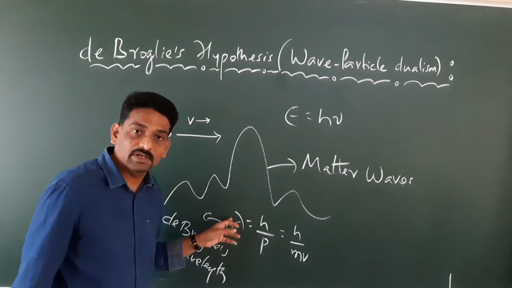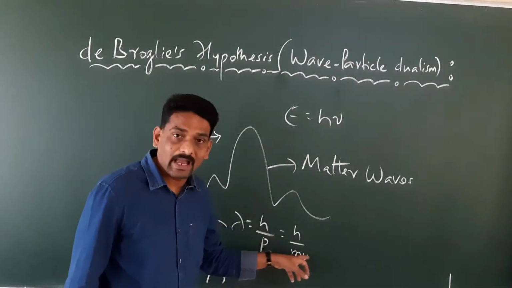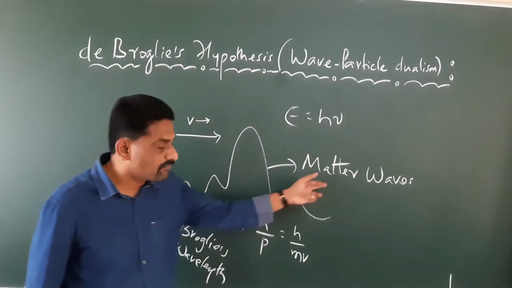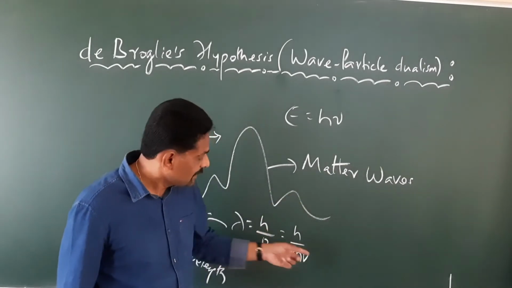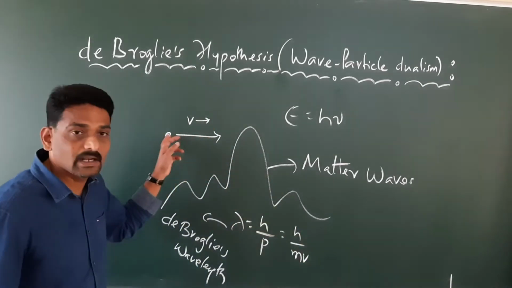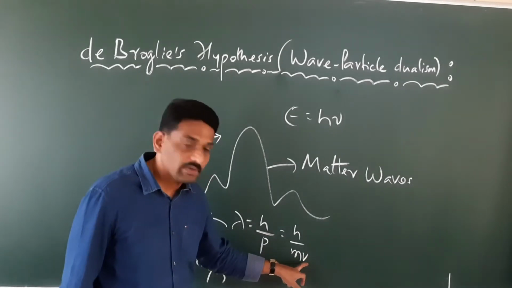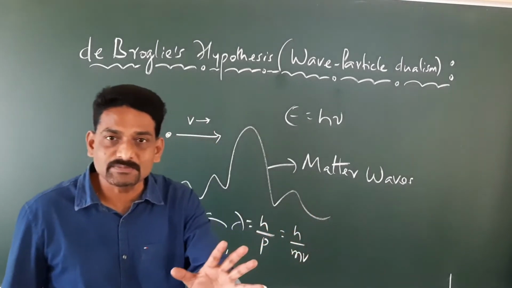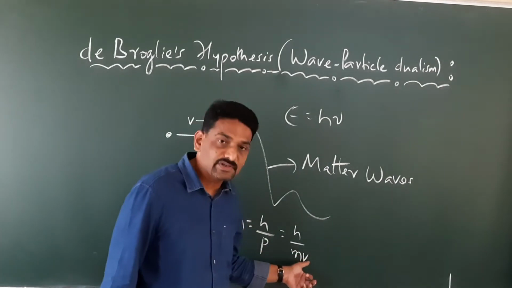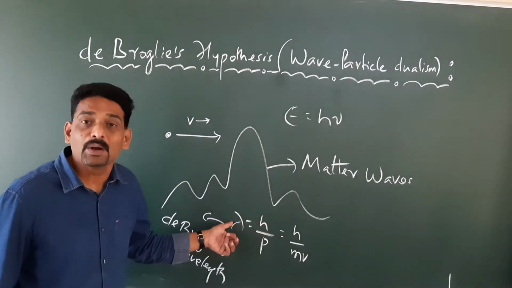So from this equation, if you observe here, lambda equals h by p, and lambda equals h divided by m into v. So the wavelength of the de Broglie wave or a matter wave depends upon what parameter? It depends upon one parameter, that is the velocity v with which the particle is moving, because h is a constant, m is a constant. So the more the velocity with which the particle is moving, the lesser the de Broglie wavelength. The lesser the velocity with which the particle is moving, the de Broglie wavelength is going to be more.